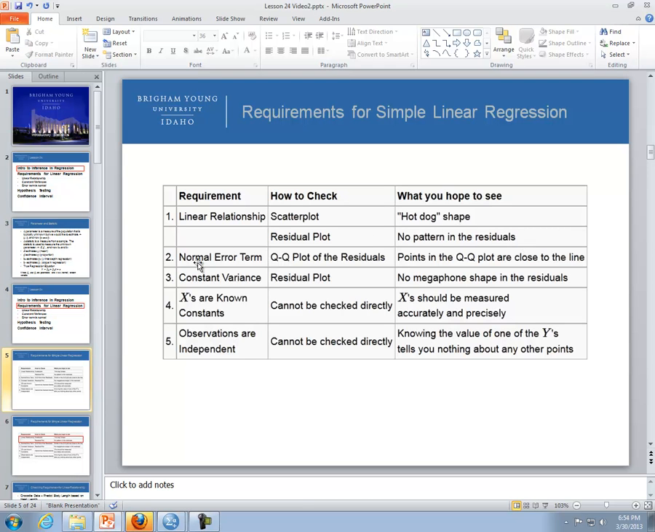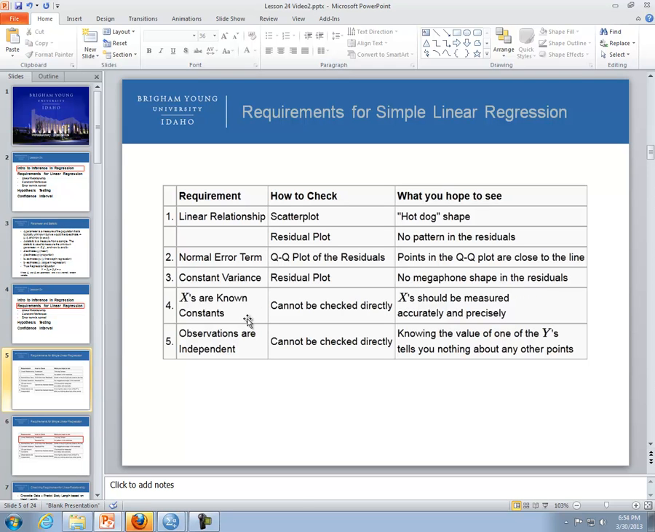The second requirement is a normal error term, and so we'll look at a QQ plot of residuals. So we'll put the residuals in a QQ plot to see if the points in the QQ plot are close to the line. If they are, then we can assume a normal error term. The third requirement is constant variance. Okay, and we look at a residual plot as well. And when we look at this residual plot, we hope to see no megaphone shape in the residuals.